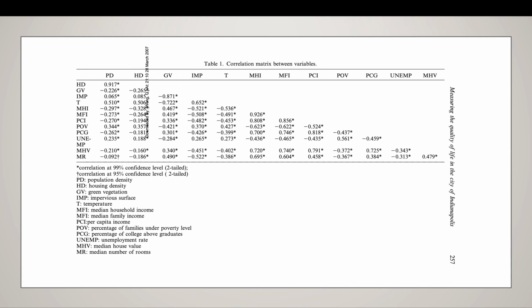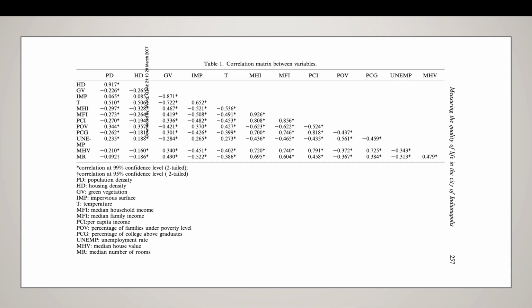And when we look at other variables in the matrix, we can also see that, for example, GV, which stands for green vegetation, and PCI, per capita income, have some correlation, which means the income in a specific area has a correlation with how much greenery you find in this area.